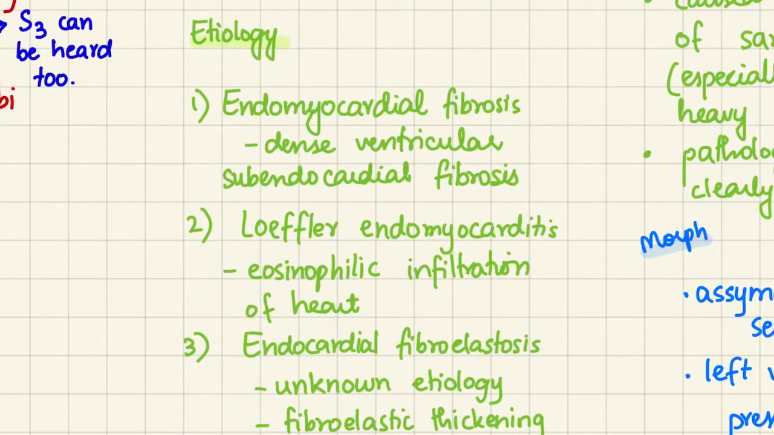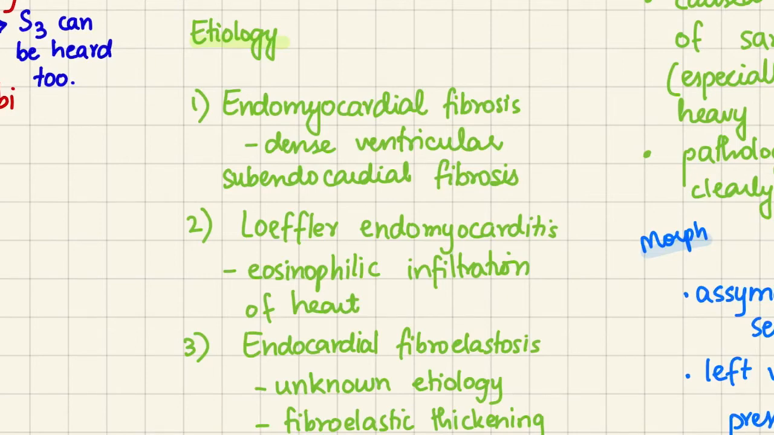So regarding the etiology of restrictive cardiomyopathies, we have endomyocardial fibrosis. Now this disease is mainly of African children and young adults. The cause is unknown. There is dense ventricular subendocardial fibrosis. Due to that, we're going to have restrictive cardiomyopathy, of course, because there is fibrosis, and that will restrict the heart from dilating.